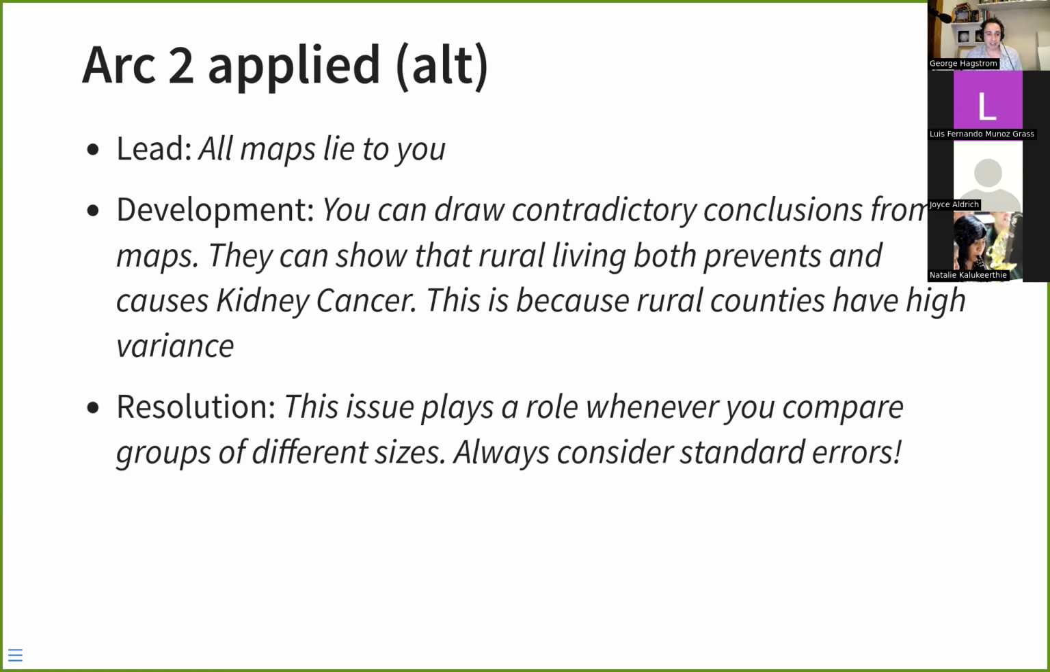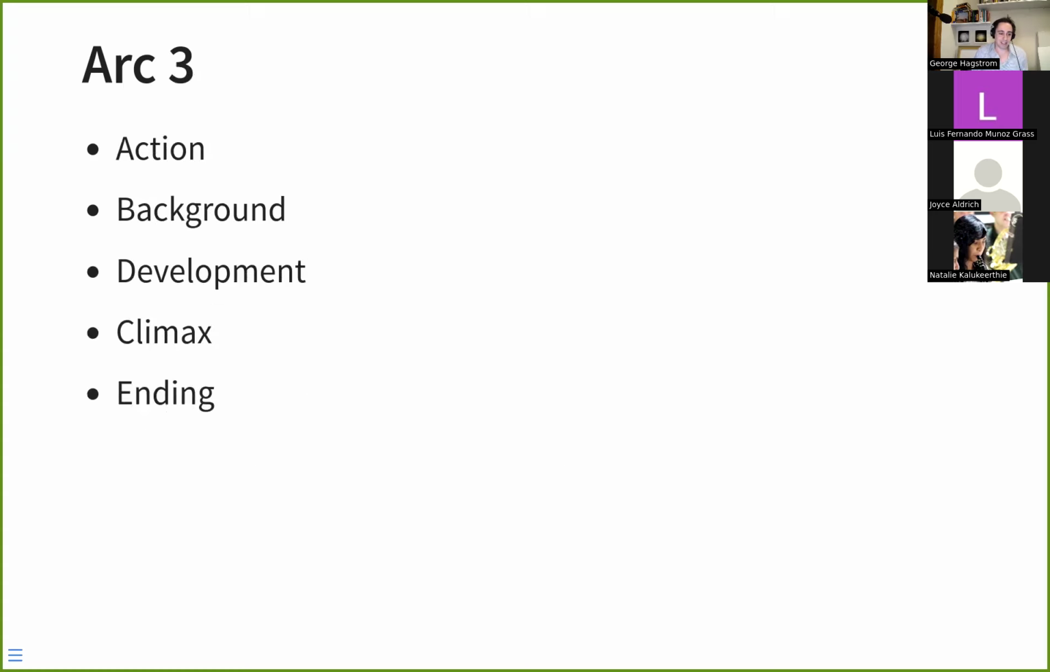I could also imagine an alternative version of Arc 2 that's a little bit more aggressive, where my lead was: all maps lie to you. And then the same development and resolution as previously. Another type of story arc, which is between the first one and the second one, is action, background, development, climax, ending. This one gets into the conflict a little faster than the first one.